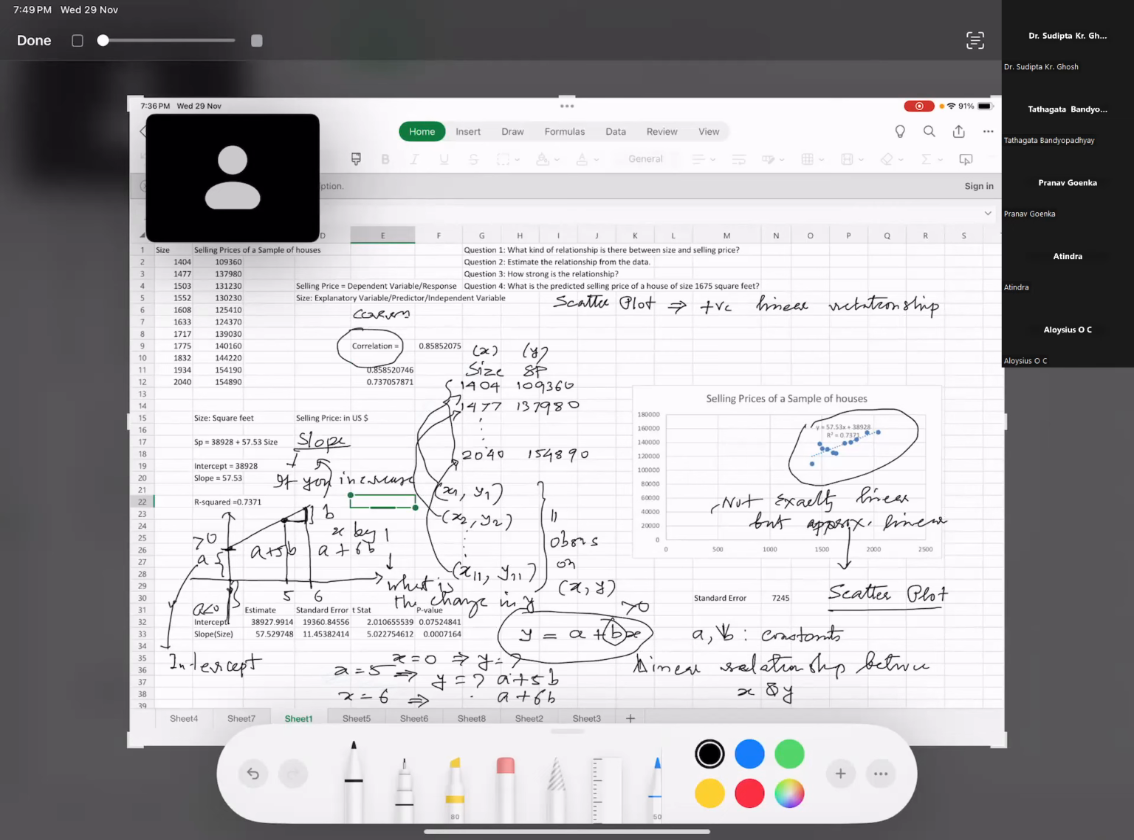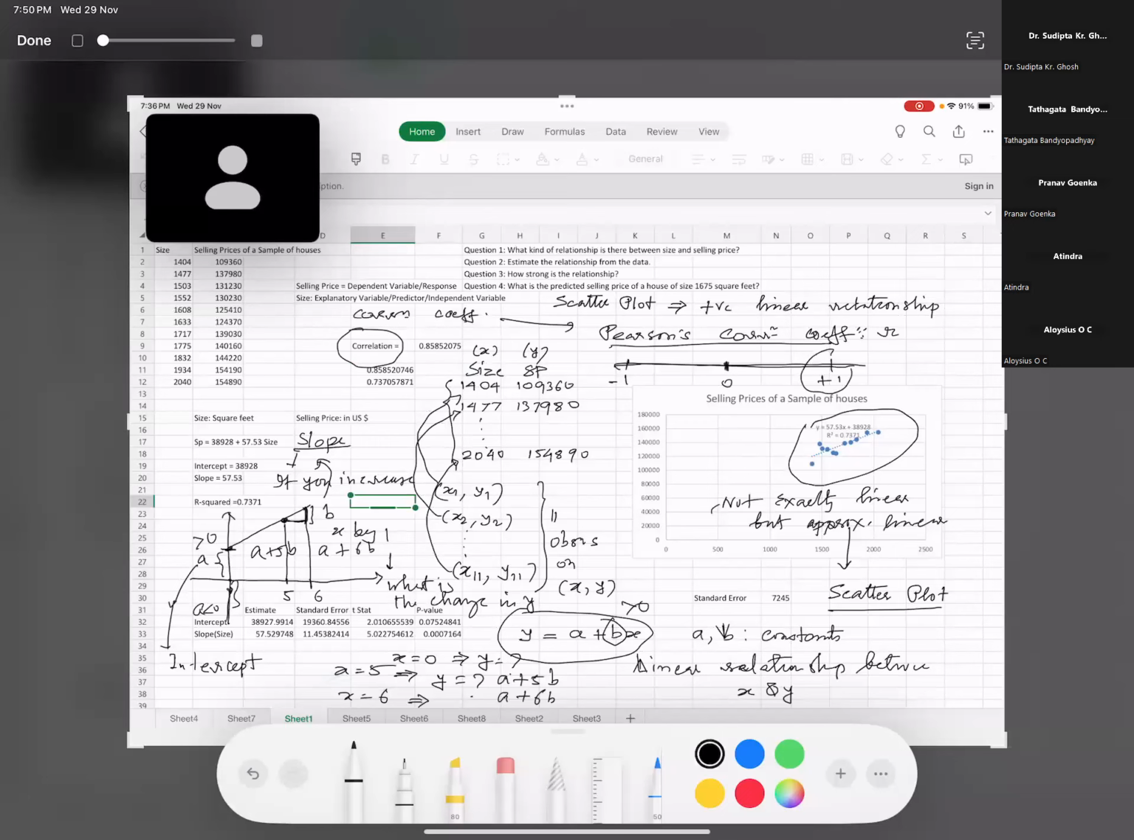Correlation coefficient, often called Pearson's correlation coefficient. And this is a very interesting measure. It takes values, and usually it is denoted by the symbol R. So R varies between -1 to +1, and in the middle, it is taking value 0.